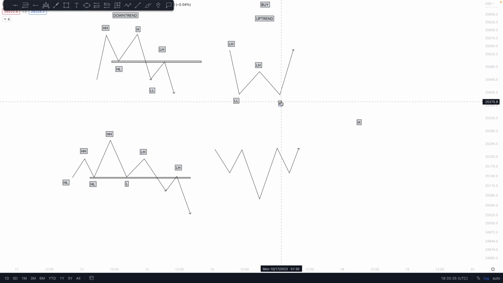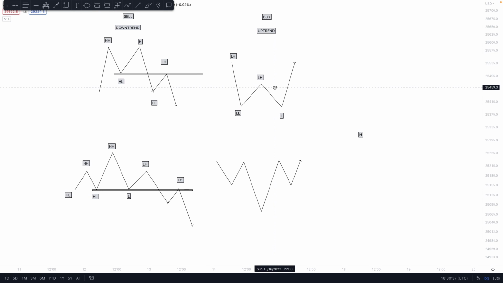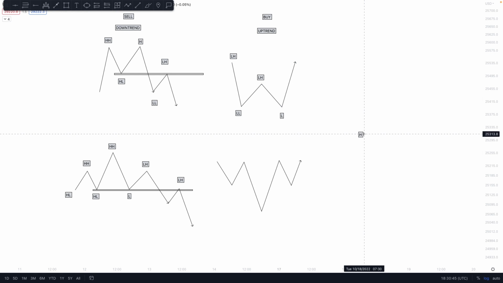Now the market is breaking above this lower high, also breaking above this resistance, creating a new high. The reason why this does not become a higher high is because this high is not higher than the previous lower high. So it just stays as a high.